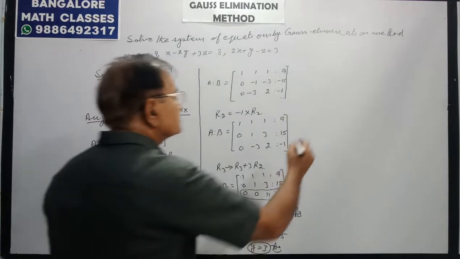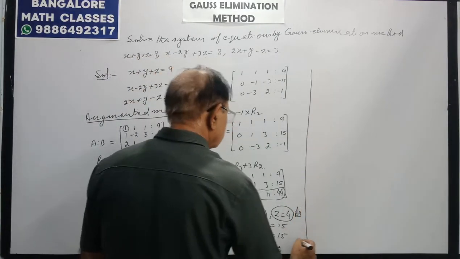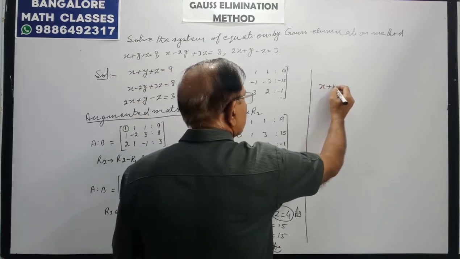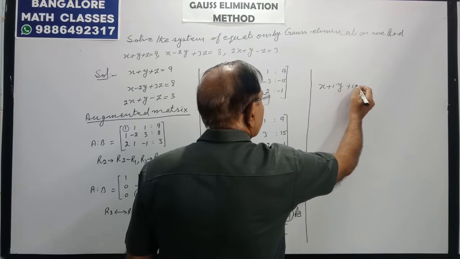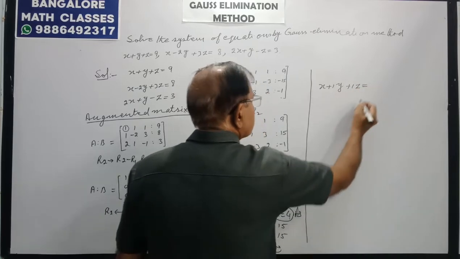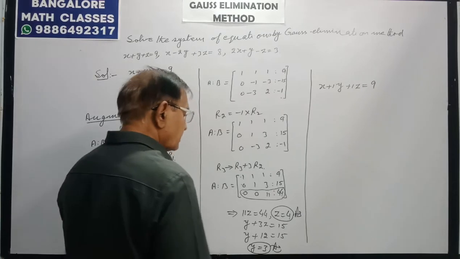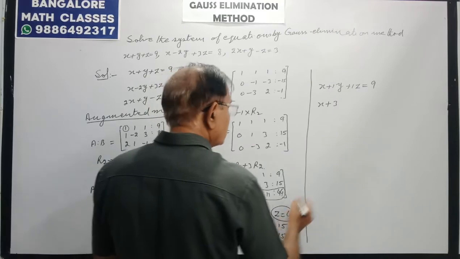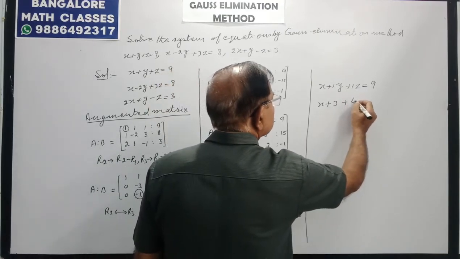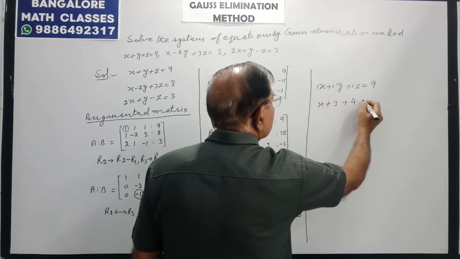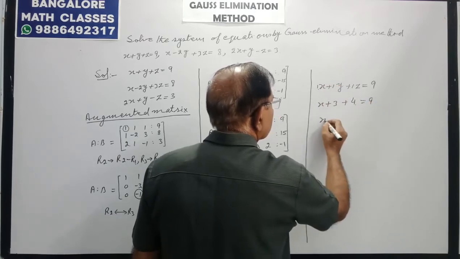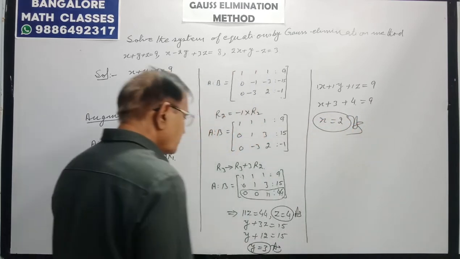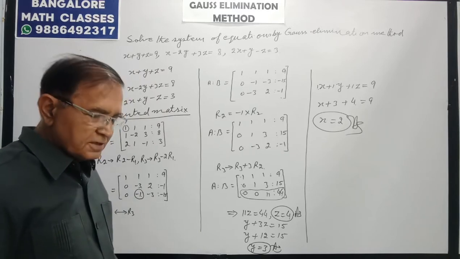Then X, Y, Z: 1x, 1y, 1z augmented is 9. We know y is 3, z is 4, 9. Thus x equals 2. So therefore x=2, y=3, z=4 is the required answer.